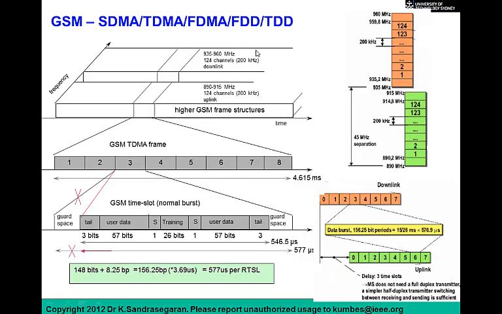So we've seen how we use FDMA, how we divide the 25 megahertz band into 124 channels of 200 kilohertz each, and we allocate a channel in the frequency domain and the corresponding channel in the downlink, and then we take each one of those channels and divide it into 8 time slots, and that brings in the TDMA aspect. And then the TDD aspect represents the fact that you are separating the uplink and the downlink transmission in the time domain.